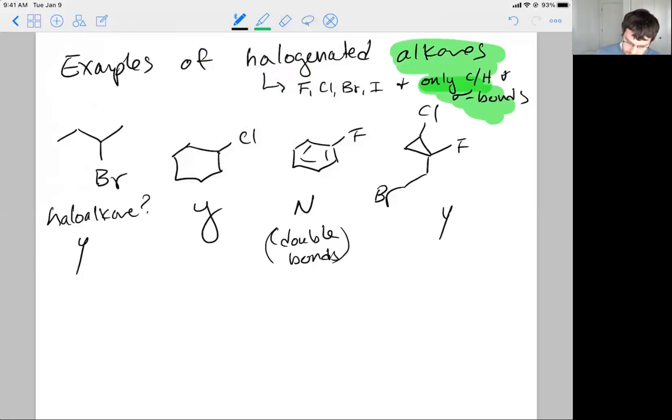Oh, and then another one I should mention. If you have just a CH3 attached to a halogen, whether that's a bromine, an iodine, chlorine, or fluorine, it still is considered a haloalkane, just as methane was an alkane.